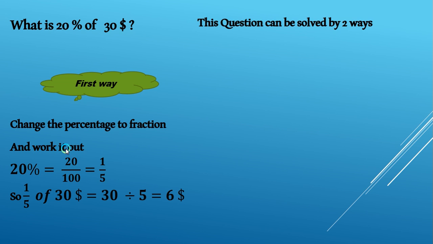And after that, I will simplify 20 over 100. I will divide by 20. 20 divided by 20 will be 1, and 100 divided by 20 will be 5. I will get 1 over 5 in simplest form. So 1 over 5 of $30. This is the question of the previous lesson. So I have here a unit fraction, so I just have to divide 30 by 5 and I will get $6.